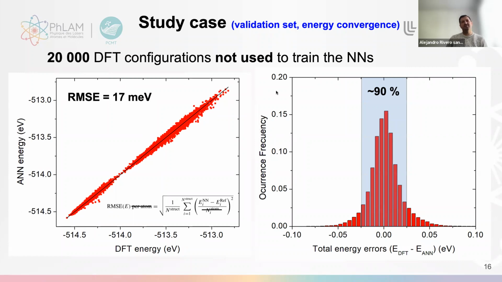And if we see in the right figure the distribution of this error, we can see that around 90% of the errors are below 25 millielectron volt. That is a very good result for the energy in the case of the neural network. So in this step, we can say that the neural network can predict the energy of the system very well.